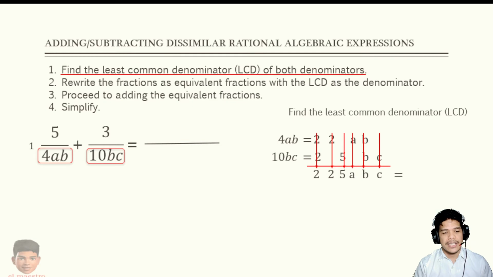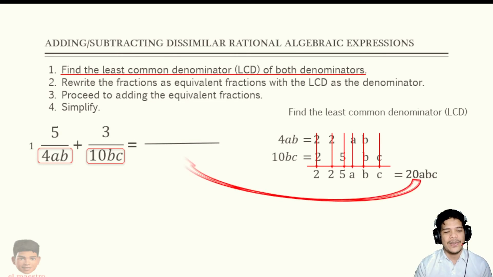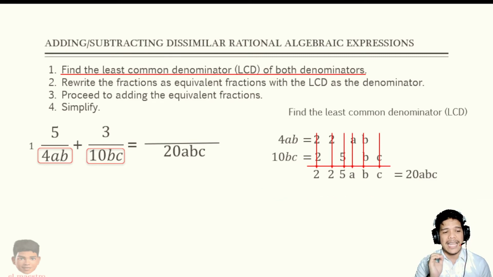After which, i-multiply natin yung lahat. Ito, we multiply it. So, 2 times 2, that is 4, times 5, that is 20, A, B, C. So, ito na yung LCD natin, 20ABC. Okay? And sabi sa ating rules is, yan na yung gagamitin natin as new denominator. Okay? So, ililipat natin yan ngayon. This will be the new denominator. Okay? So, ang kailangan na natin is yung fraction as equivalent fraction. Kukunin natin yung equivalent fraction.